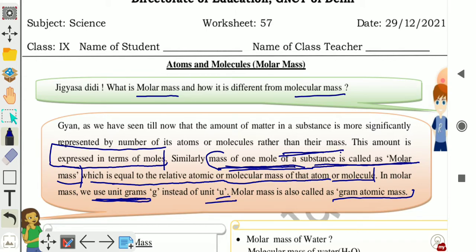In molecular mass or atomic mass, we use the unit U, unified mass. When we represent the molecular mass or atomic mass in grams, then it is called gram atomic mass or gram molecular mass. So molar mass is also called gram atomic mass or gram molecular mass.